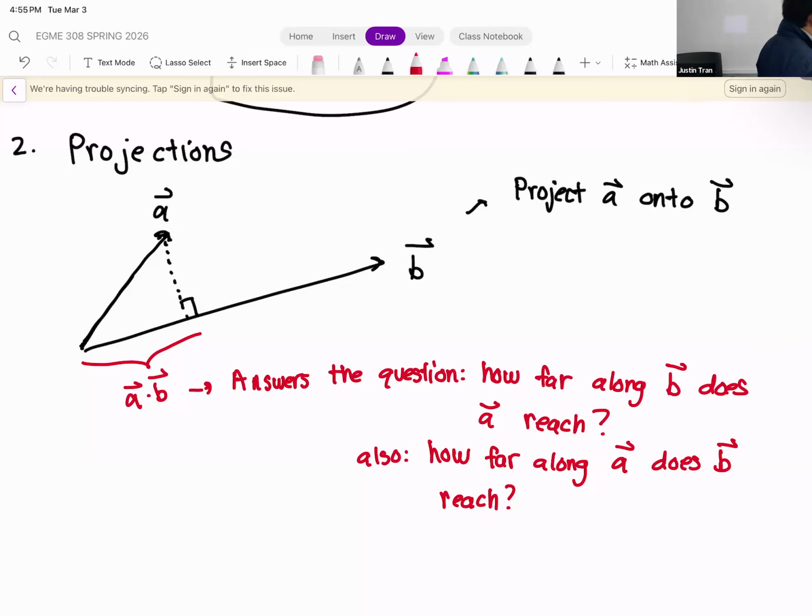An extension of this idea of projections is to use it to pick out certain components.